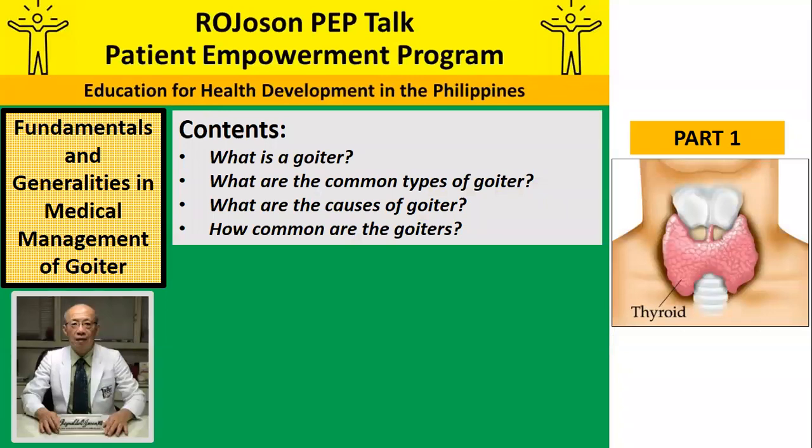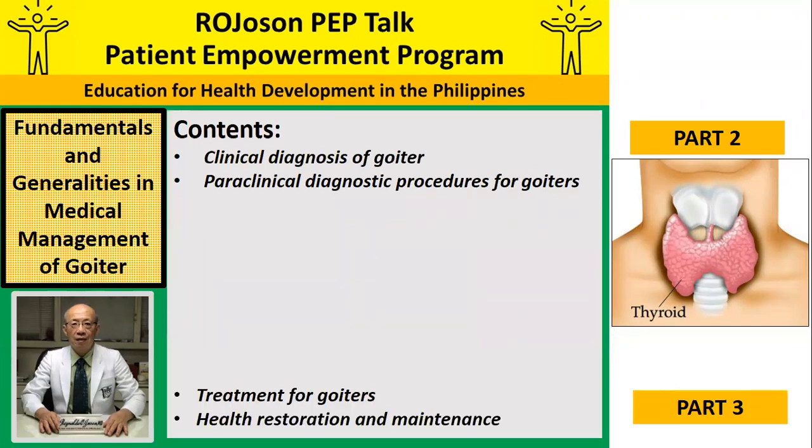Part 1 consists of the following topics, which was taken up before. What is a goiter? What are the common types of goiter? What are the causes of goiter? And how common are the goiters? For Part 2, the topics will be clinical diagnosis of goiter and paraclinical diagnostic procedures for goiter. Part 3, another part in the series, covers treatment for goiters, health restoration, and maintenance after treatment for goiters.